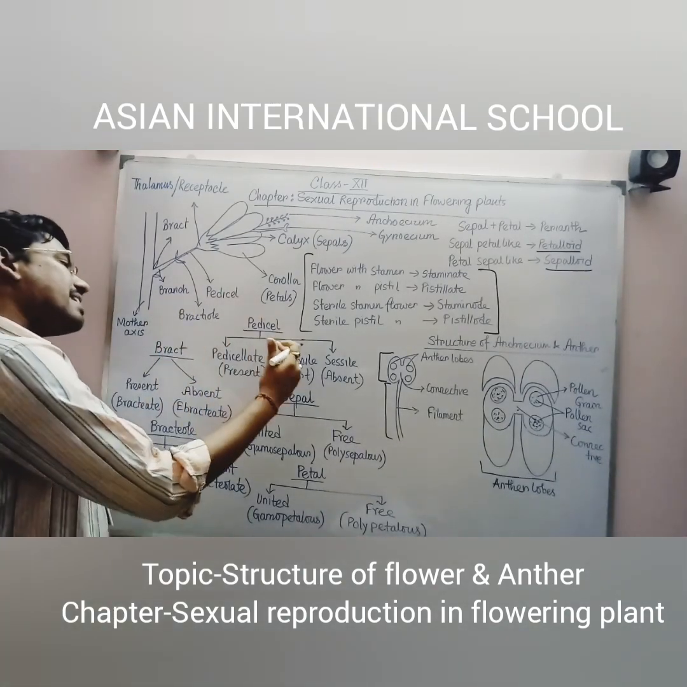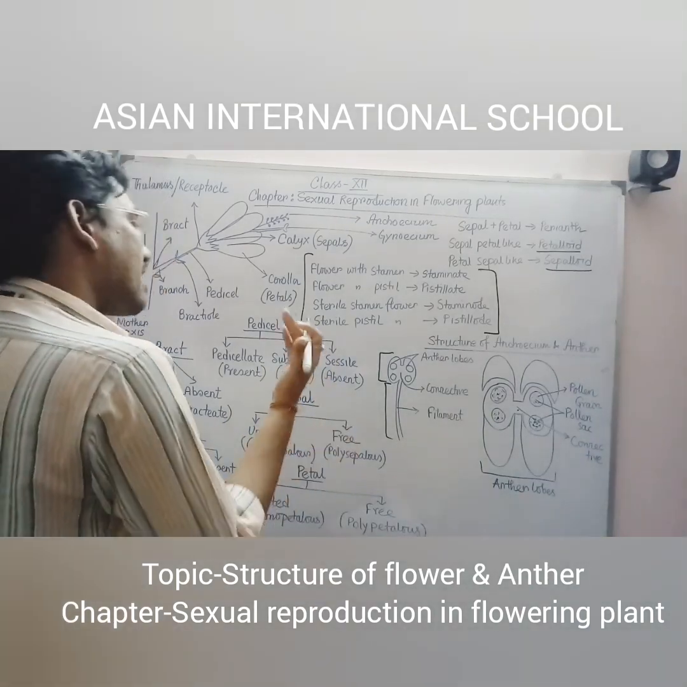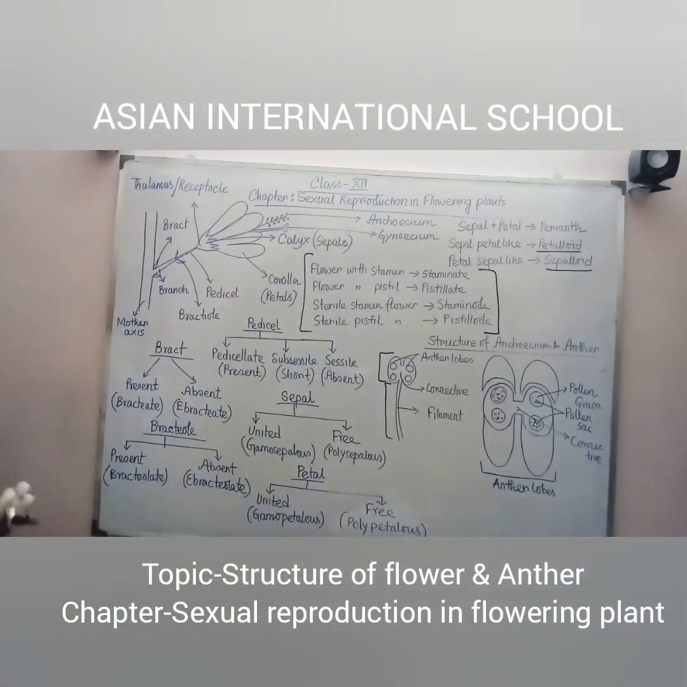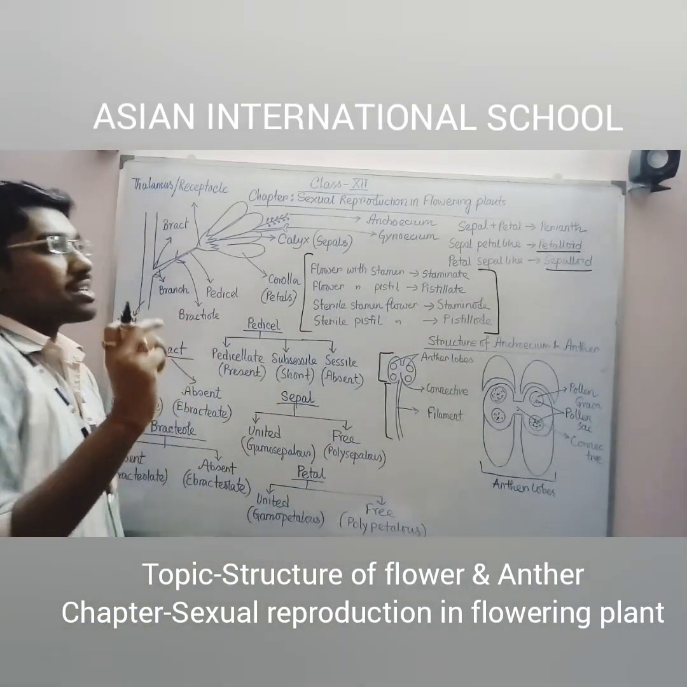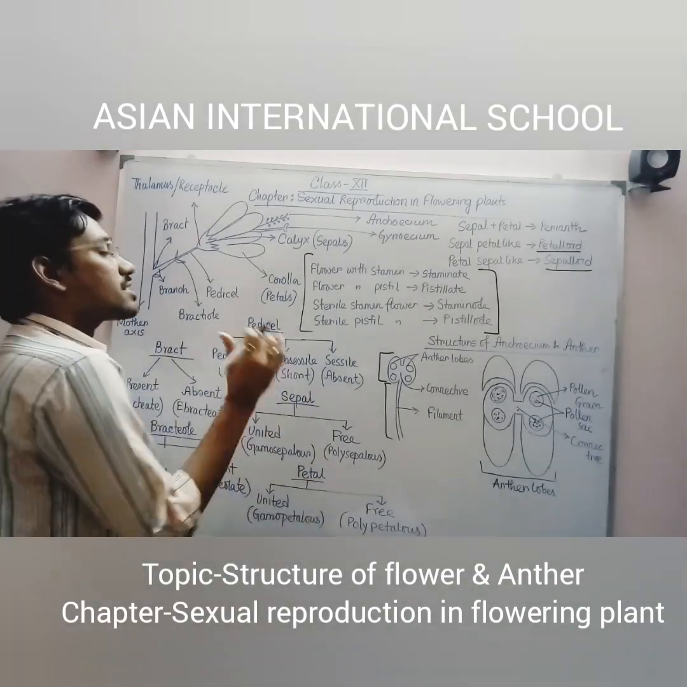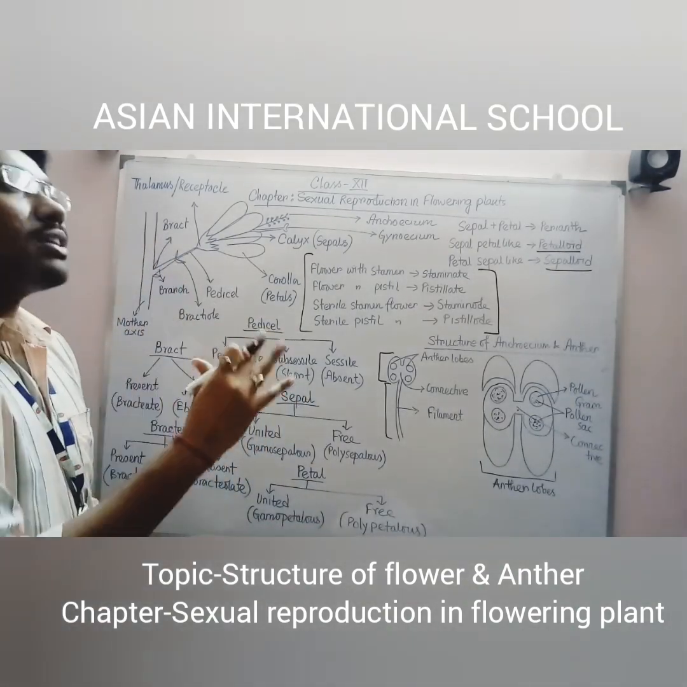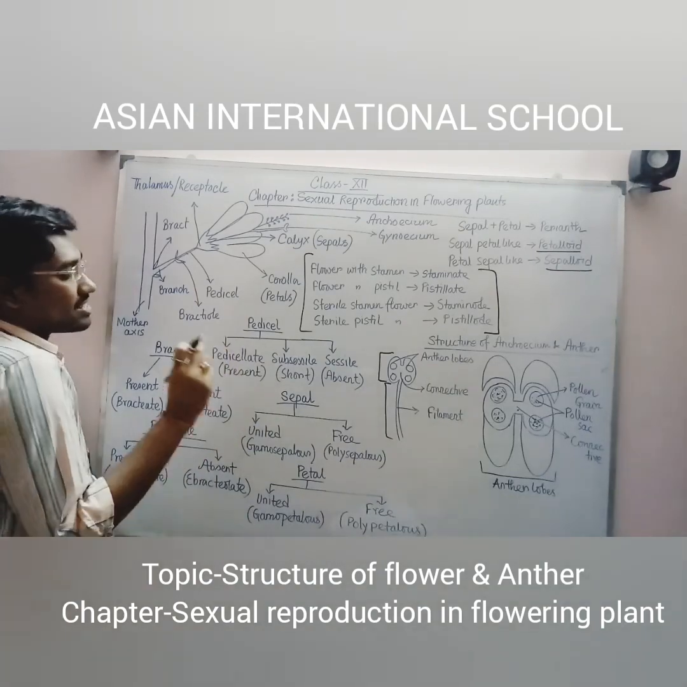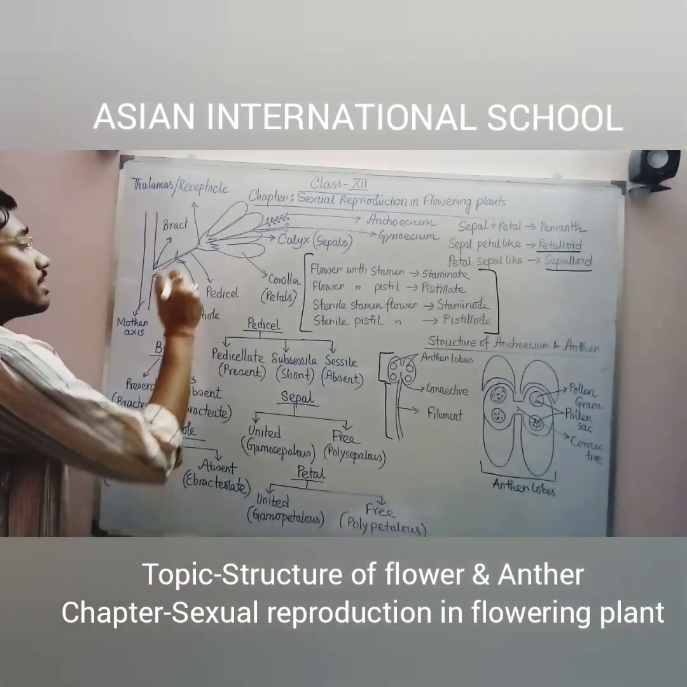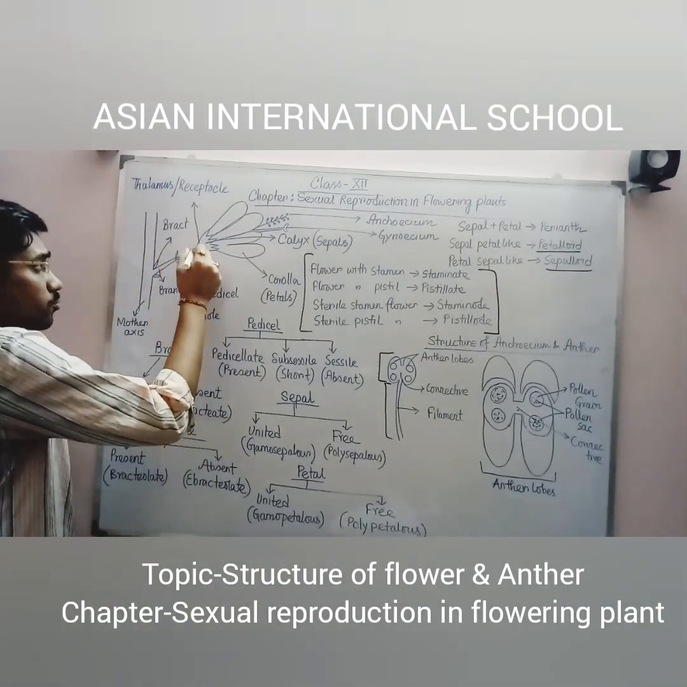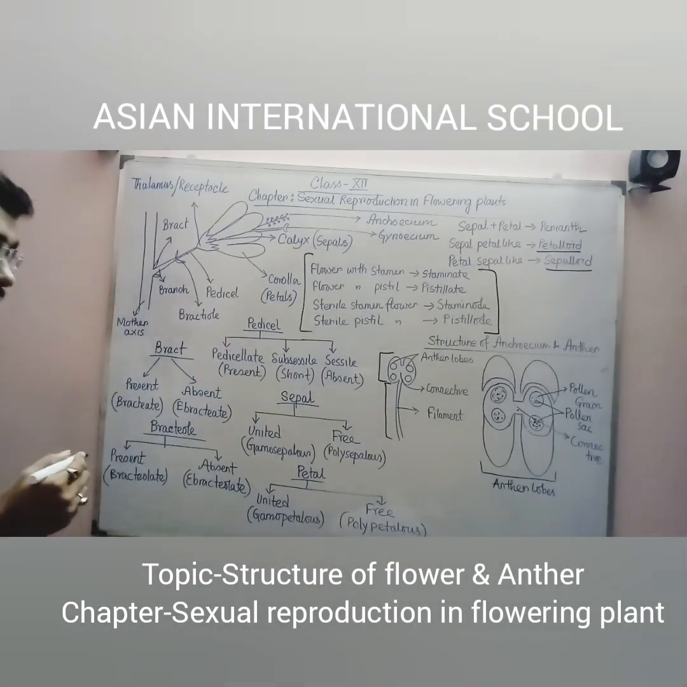Next, in case of pedicel also, that is the stalk of the flower, that also same. If the pedicel is present, then it is known as pedicellate. If it is present but short in size, on that time it is subsessile. And if it is totally absent, on that time the flower is called sessile. In case of sessile flower, directly this calyx portion or the thalamus portion is connected with the bracteole portion.